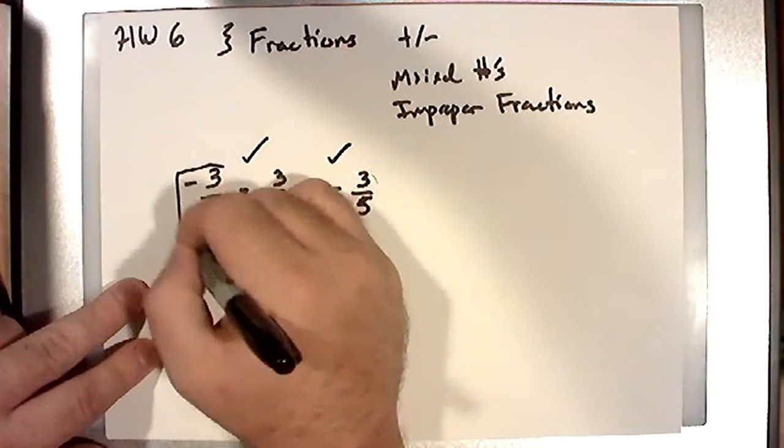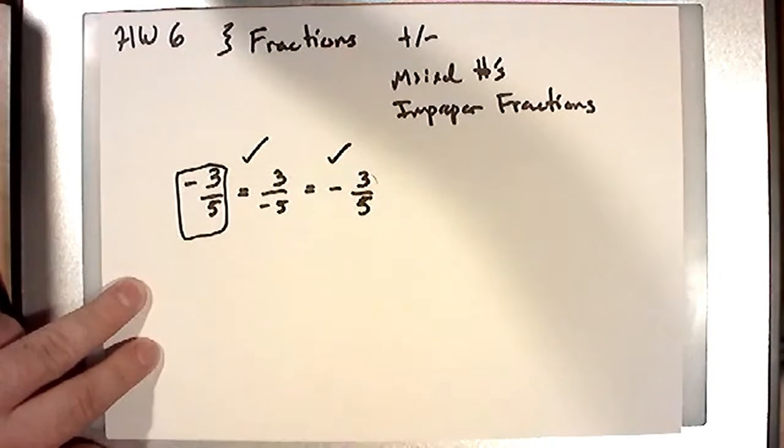I tend to use the one where the negative is on the top, just because you don't really want to do common denominators, which is something we're going to do today, with negatives. It's not impossible. It's not wrong. It's just more work. So you're going to notice that I tend to put the negative up to the top.